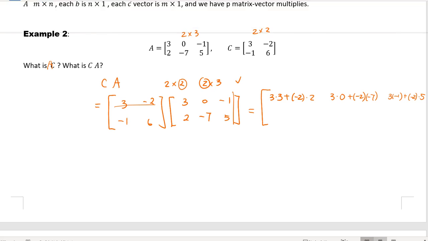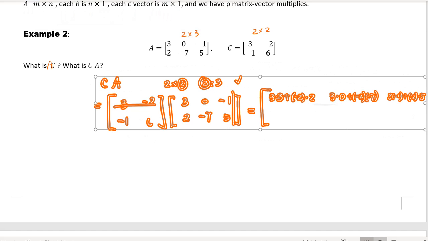Okay, let me move these to the left. I don't have enough space here.